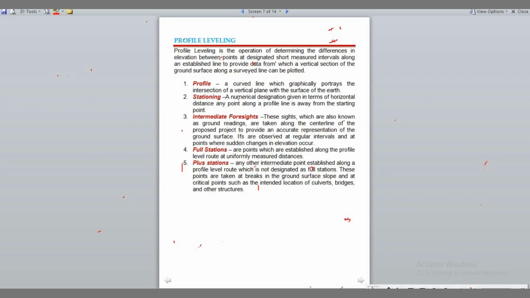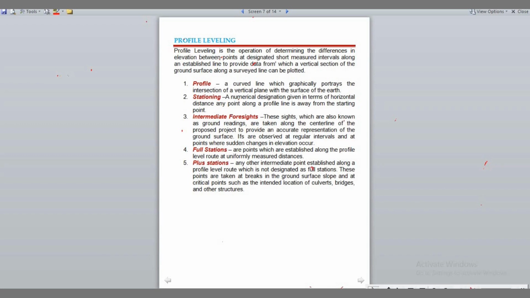Another type of leveling we are using is the profile. Itong profile na to, we are using this especially pag we are proposing a roadway or a highway. So, before kayo nga open iti highway, usually survey da pay for profile leveling. So, ano tong profile leveling na to?